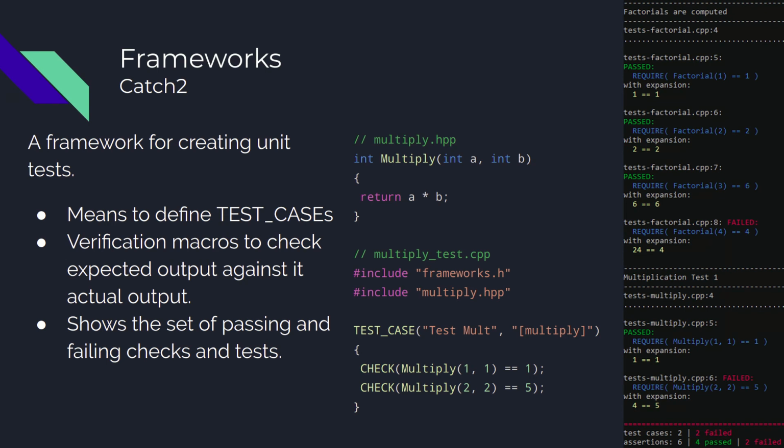And here's a little example of running this test and seeing some other things, like some other factorials that were tested. We have our multiplication test, and that 4 is not equal to 5. This failed. And we have a couple failed tests here.